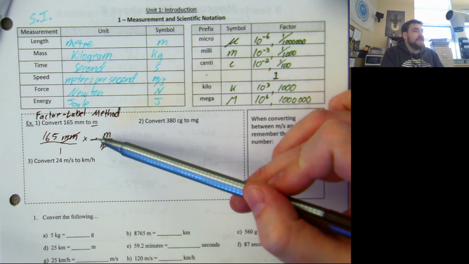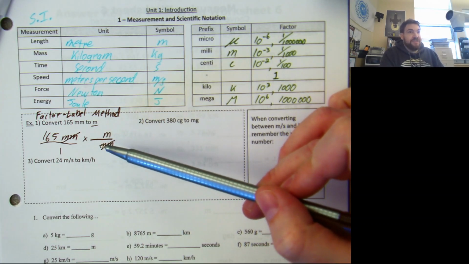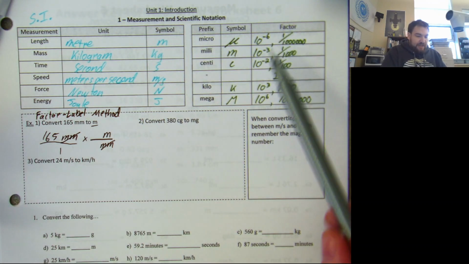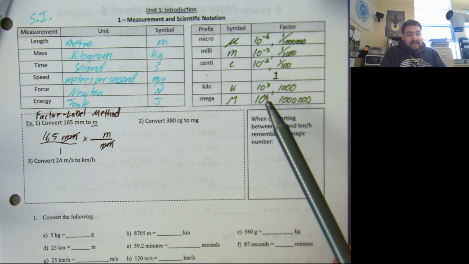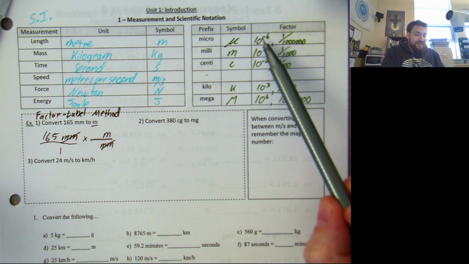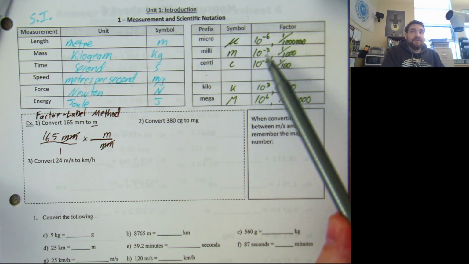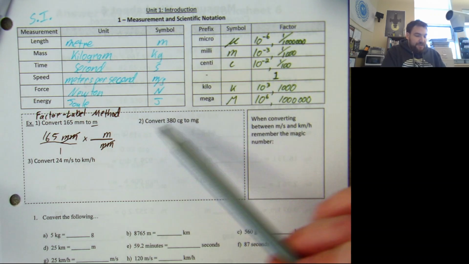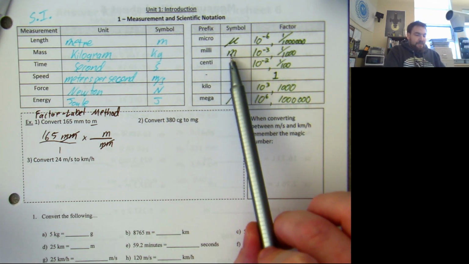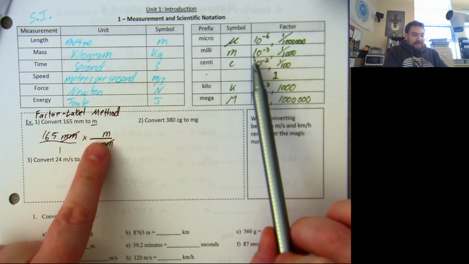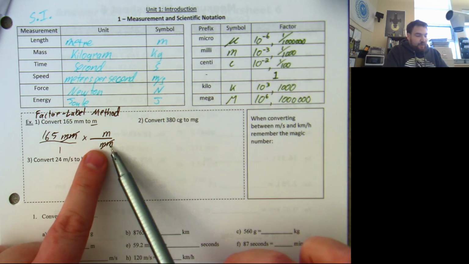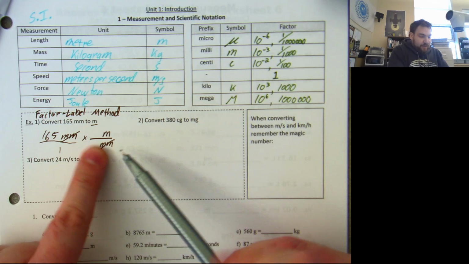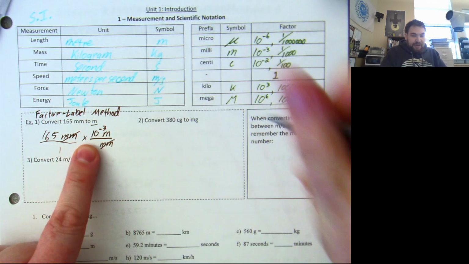And now I actually have to go fill in this fraction with some of these values. Now there's two ways you can do this. If you like the scientific notation, you can use that, and how it looks is this. I'll show you both ways. If you're using the scientific notation, or the 10 to the various powers, all you do is you take the symbol that you've got here and replace it with your factor. So milli means 10 to the negative 3. So if I went from millimeters to meters, I replace the milli with 10 to the negative 3 up next to the meters.